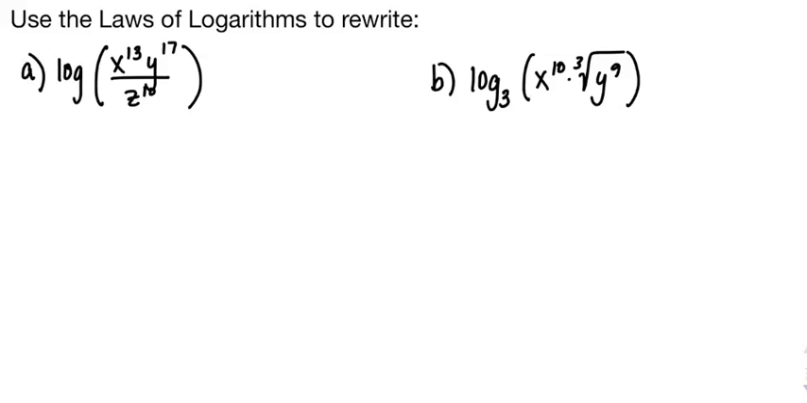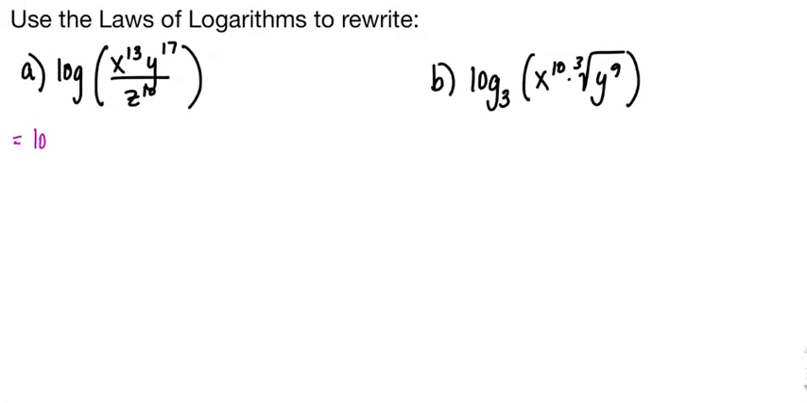Let's look at how we can use the laws of logarithms to rewrite each of these expressions. So looking at our first one, we have a quotient or a fraction inside of our log. So the first thing that we're going to do is split this into two separate logs. Because it's a division, we're going to use subtraction.